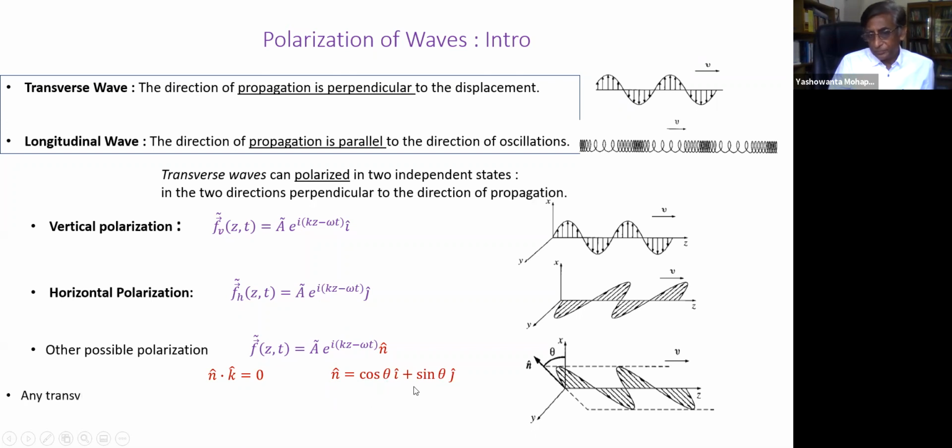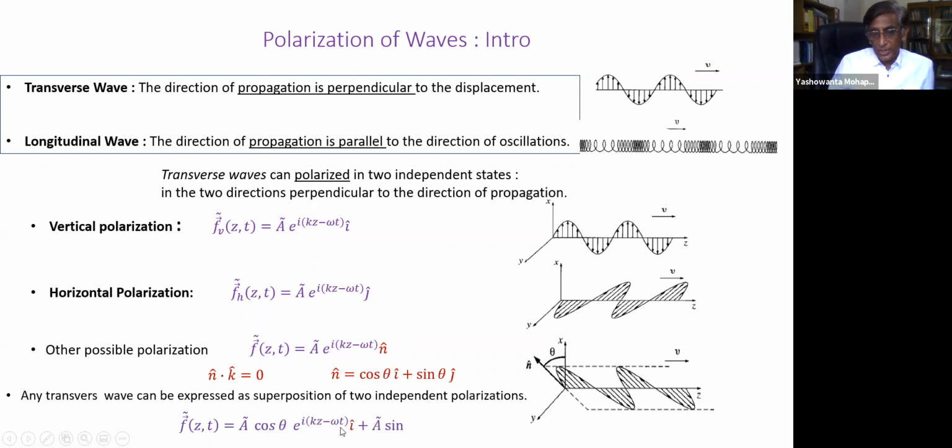So any transverse wave can be expressed as a superposition of two independent polarizations. For example, I can write f(z, t) as the complex amplitude times cos theta i plus the complex amplitude times sin theta j. Basically, I have taken n resolved into the i and j directions. So any transverse wave can be expressed in terms of two independent polarizations in two different directions. It will be useful to us in a later chapter.